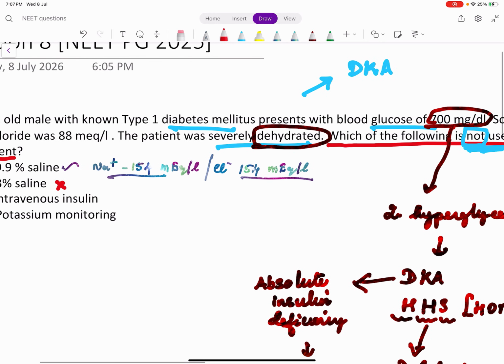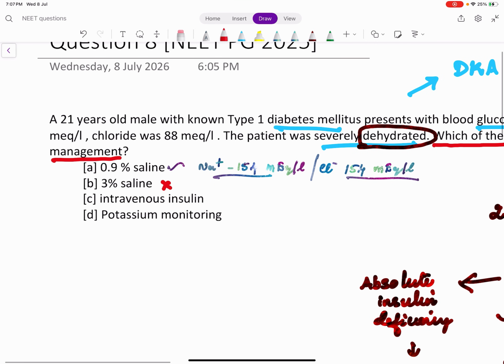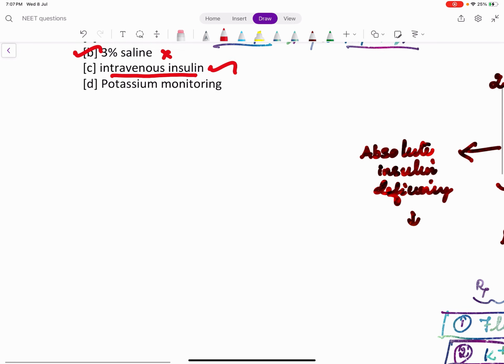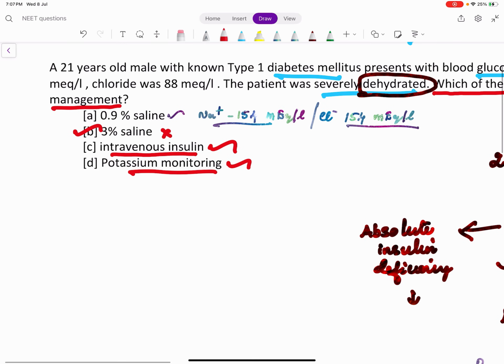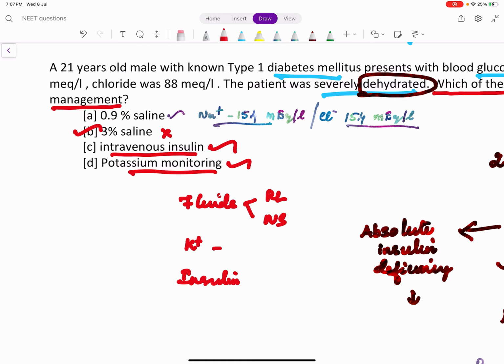So the question is, which is not used in initial management? This seems to be a correct answer, but we'll read the other options also. Intravenous insulin, obviously it is used. We discussed it is the third step in management, and potassium monitoring is the second step. So fluids, either RL or NS initially, then potassium supplementation and monitoring, and insulin and glucose control. 3% saline is not used, hence it is the answer in this case.